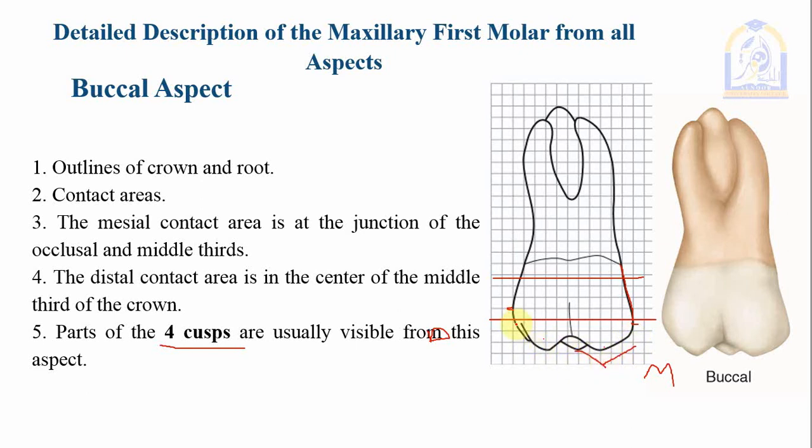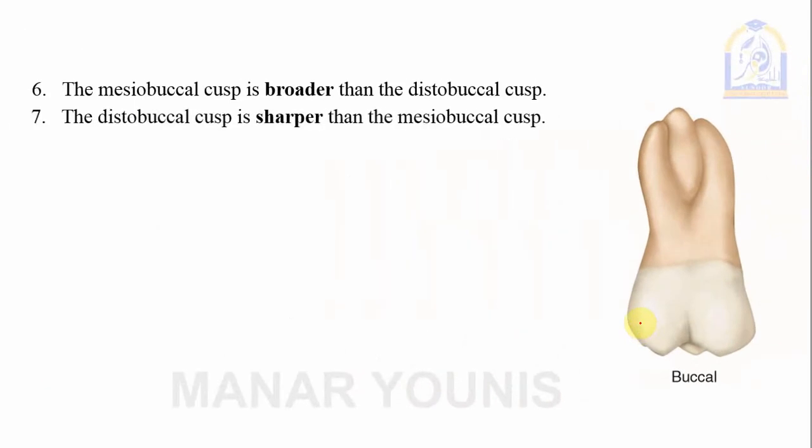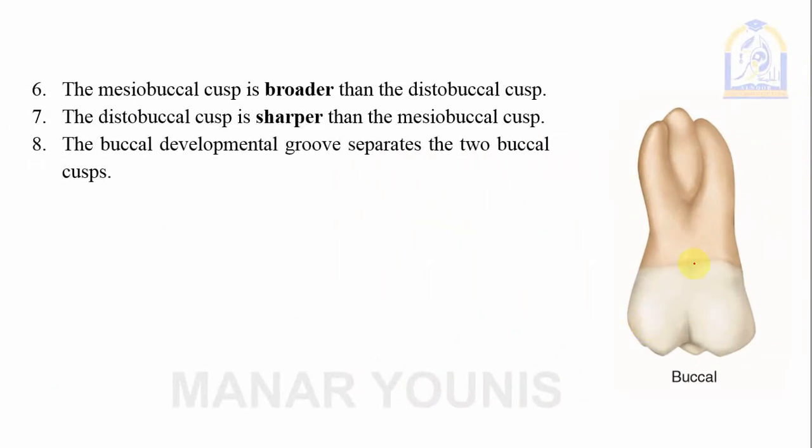However, the slopes of the distobuccal cusp meet at a right angle, which makes the tip of the distobuccal cusp sharper than the tip of the mesiobuccal cusp. So the mesiobuccal cusp is broad, while the distobuccal cusp is sharp. There is the developmental groove between these two cusps called the buccal developmental groove. It is located in the center of the buccal surface mesiodistally, and it will end in the center of the buccal surface occluso-cervically.